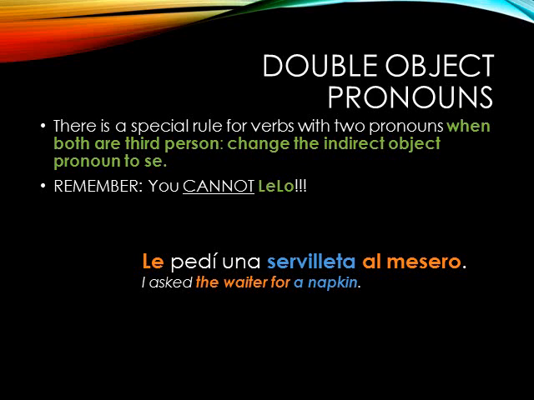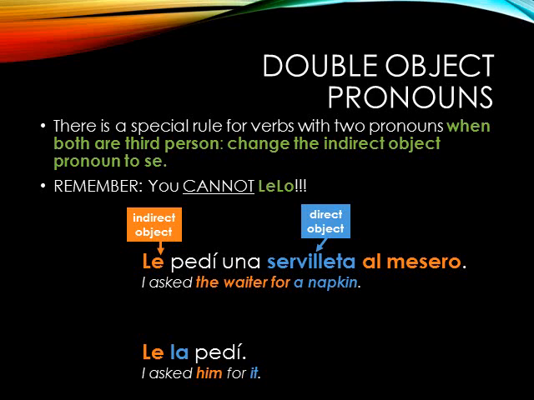So I have this sentence here. Le pedí una servilleta al mesero. So I asked the waiter for a napkin. Le is our indirect object. Servilleta is our direct object. However, they're both in the third person, because we're going to replace una servilleta with la. This is what the sentence would look like. We have our indirect object pronoun first, le, and then our direct object pronoun after, which is la, and then our conjugated verb pedí. I asked him for it.